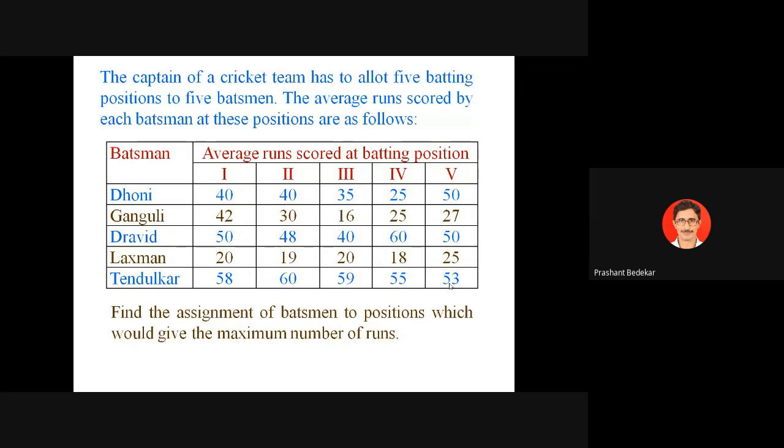Dhoni, Ganguly, Dravid, Lakshman, Tendulkar, these are the average runs scored. The problem is to find the assignment of batsmen to positions which would give the maximum number of runs. What is the aim of the team manager or the team captain? That the team should score the maximum number of runs. When going for batting, the team should score the maximum number of runs.